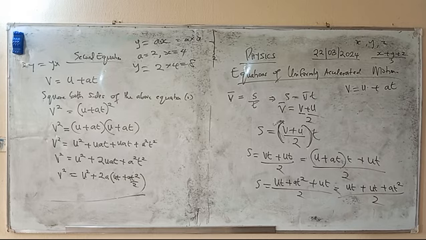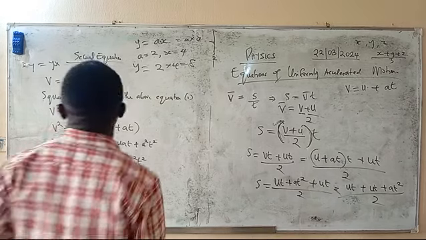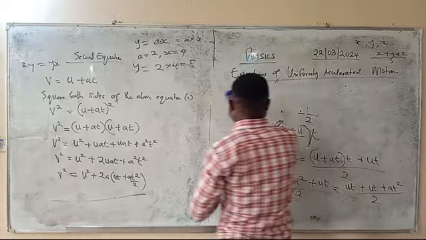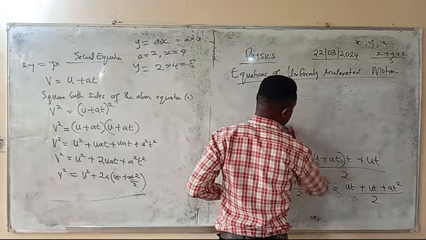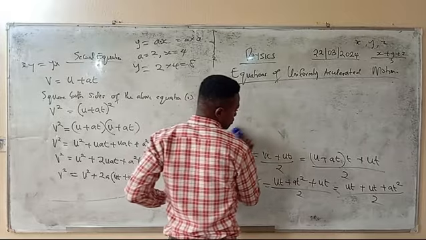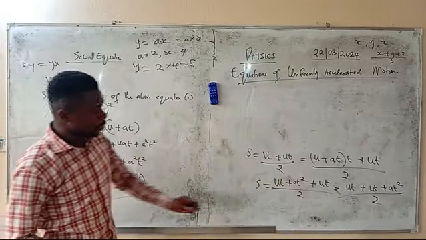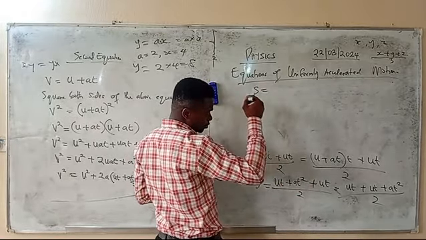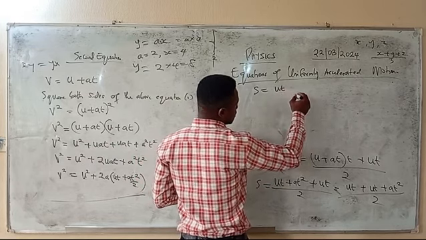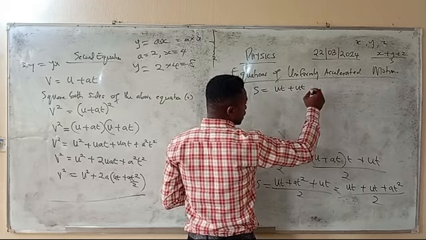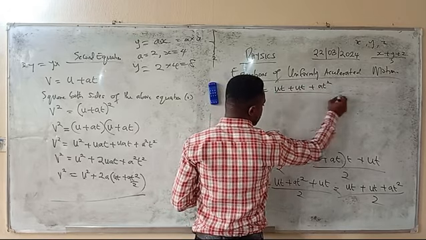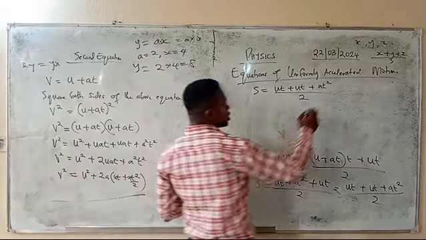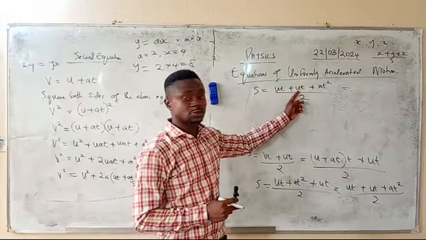Can we go? All right, so let's go. So let me clean up this side. Let me clean up here. So let's bring up here, okay? So we have that S is equal to Ut plus Ut plus At squared over 2. So this is now equal to what? Ut plus Ut is what?